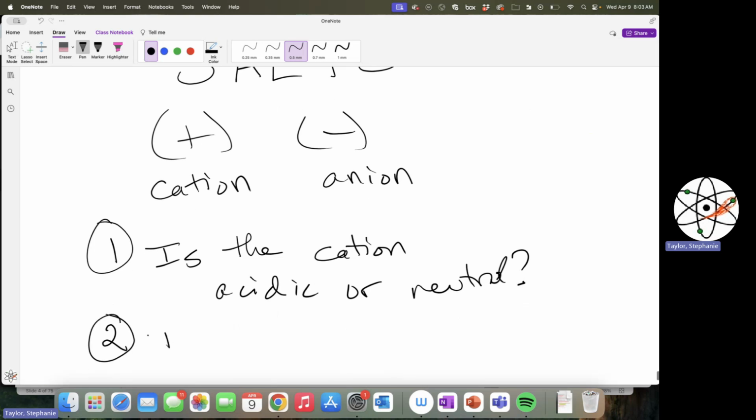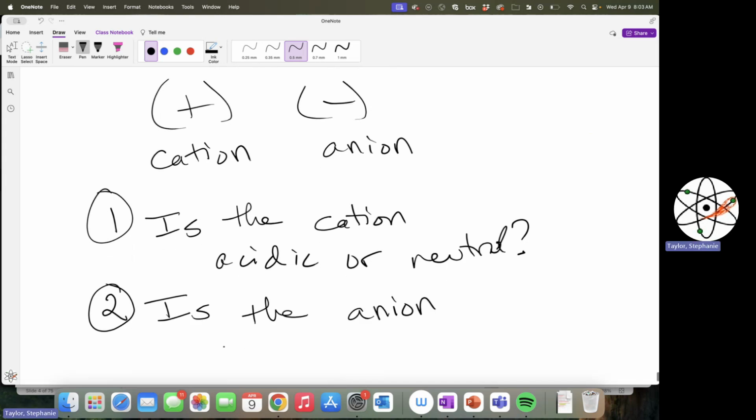And then you're going to ask yourself, is the anion basic or neutral? Is the anion basic or neutral? These are the questions we're trying to ask.